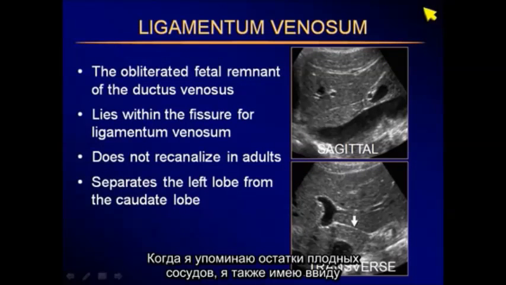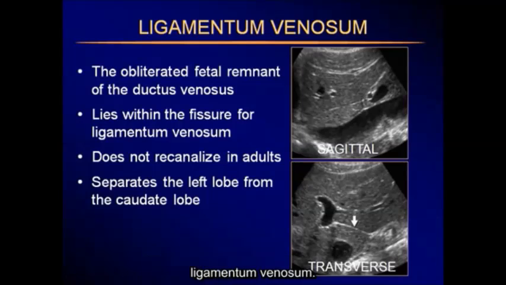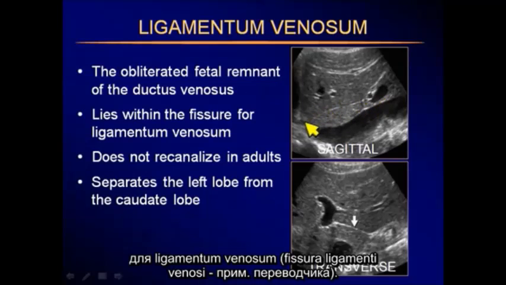So while I mention fetal remnants, I'll mention the ligamentum venosum. Ligamentum venosum is the obliterated fetal remnant of the ductus venosus. The ductus venosus carried blood out of the liver. In the fetal circulation, blood entered the liver, but there was no reason to stay in the liver, so there's a ductus venosus that right away carries the blood out towards the inferior vena cava and towards the fetal heart. That ductus collapses once the fetus is born, and it lies within the fissure for ligamentum venosum.